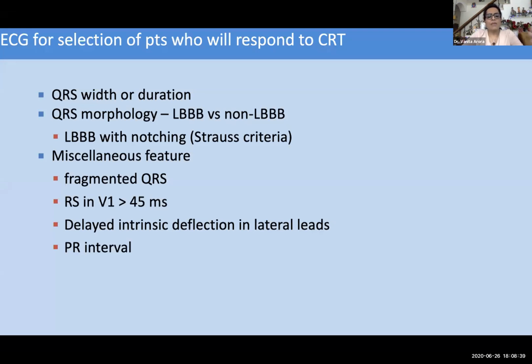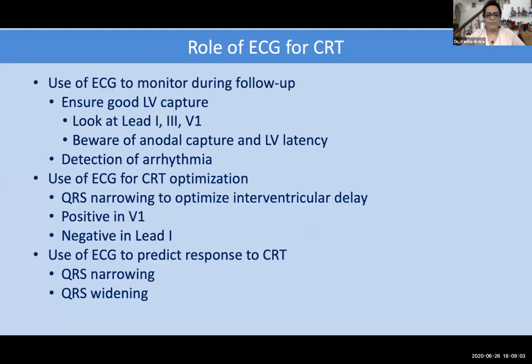So these are just summarizing the factors which we have to look at in the ECG before recommending a CRT device to the patient. We have to look at the QRS width, QRS morphology, some notching according to the Strauss criteria, and certain miscellaneous features like fragmented QRS, RS in V1 being more than 45 milliseconds, delayed intrinsic deflection in lateral leads, and a PR interval which may be prolonged.